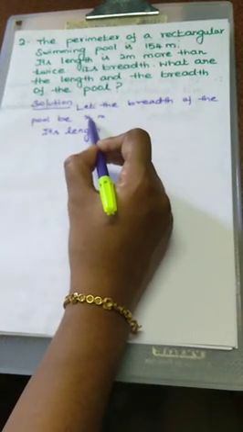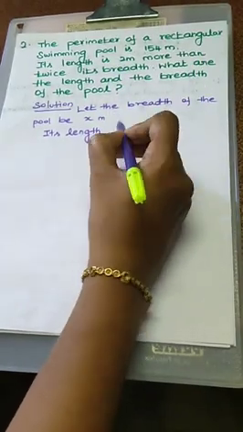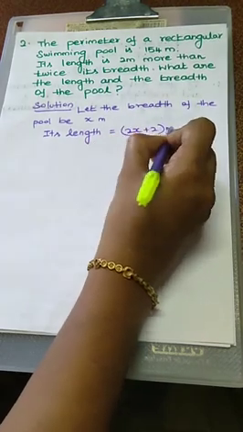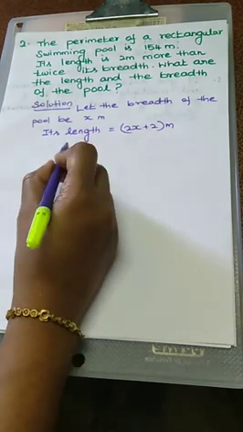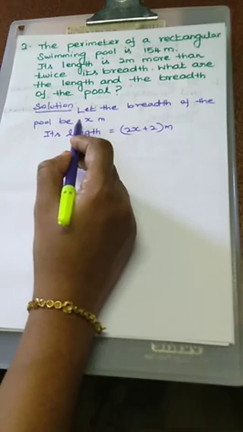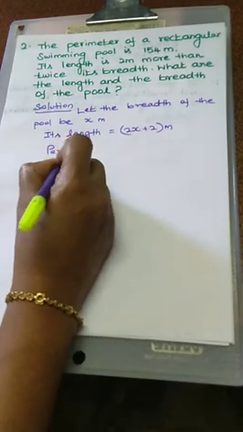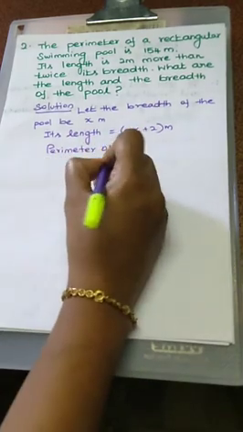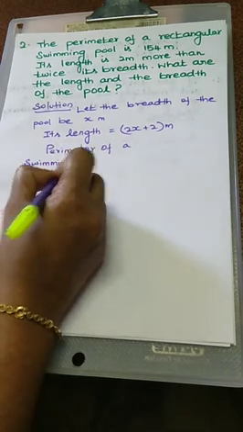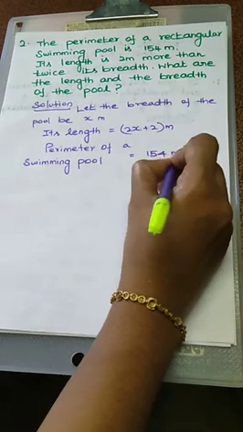Twice its breadth means 2x. 2 meter more means we have to add 2. So that is 2x plus 2. This is the length. So the length of the pool is 2x plus 2. What is given? The breadth of the pool is x only. The main clue given is the perimeter. The perimeter of the swimming pool is given, that is 154 meter.